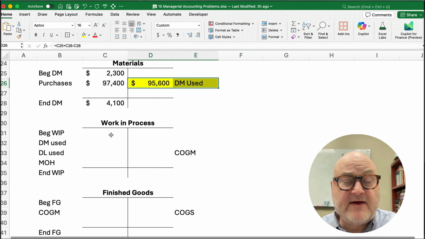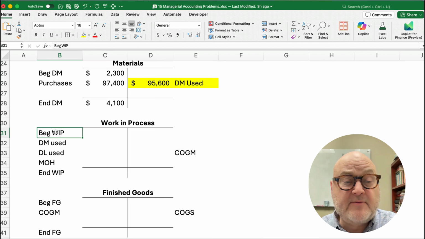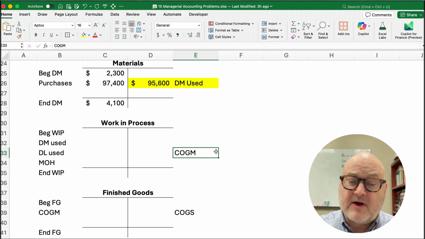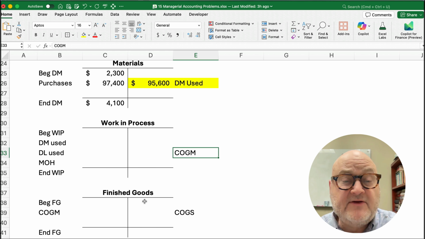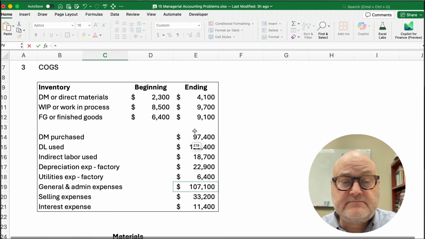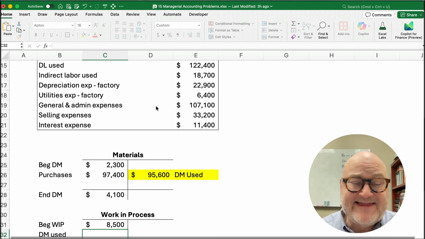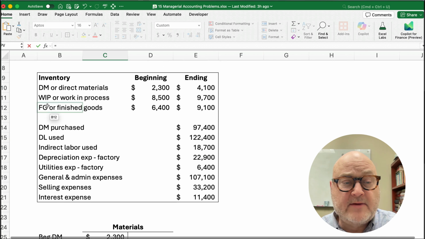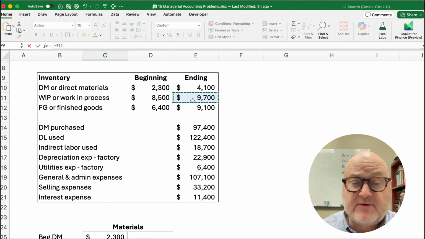We need cost of goods manufactured and now cost of goods sold after that. So what we have is work in process is going to be beginning work in process plus materials, labor, and overhead minus the ending work in process will give us how much we completed. So if it moves out of work in process, it means we're no longer working on it, it's finished. So cost of goods manufactured is the cost of the finished goods. We move it to the finished goods account. So beginning work in process is going to be 8,500. The ending work in process is going to be 9,700.